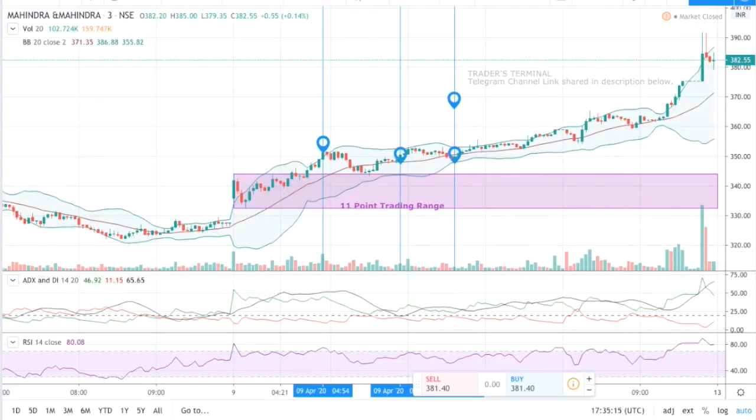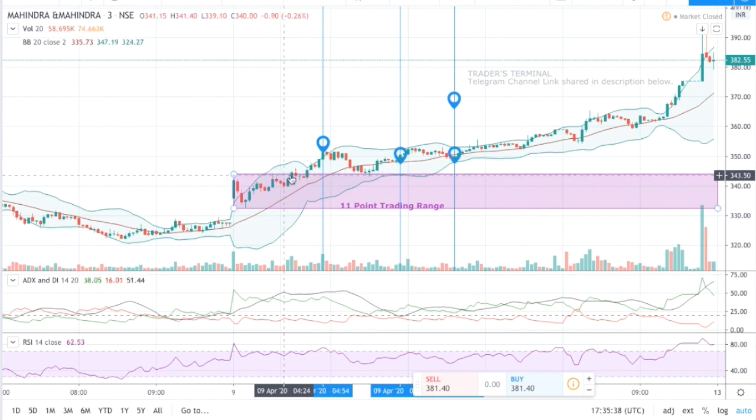Alright, so we've taken a 3-minute candlestick chart of Mahindra & Mahindra on 9th April 2020 to demonstrate this strategy. Now we know what is a trading range, what is a trading range breakout. What we need to determine is what can be an ideal entry point to benefit the most. And we have to decide the stop losses and target levels accordingly. Now let's have a look.